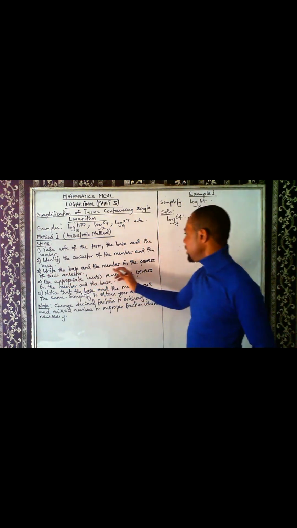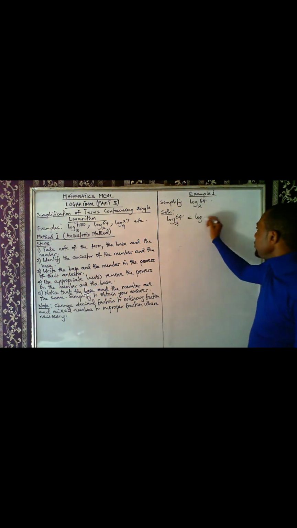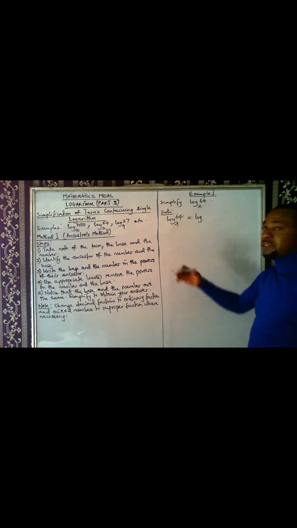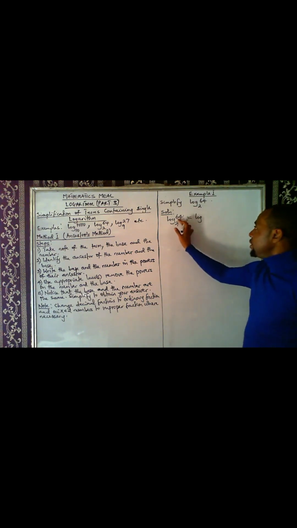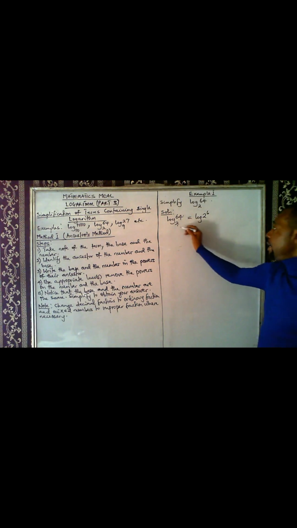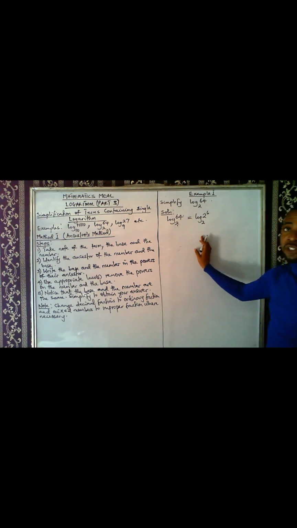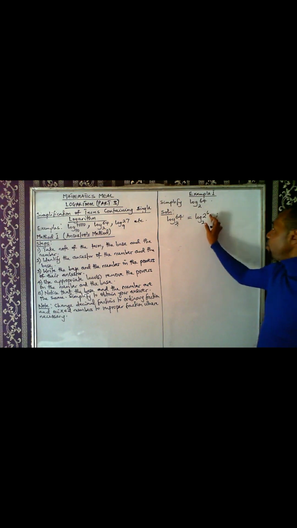Write the base and the number in the powers of their ancestor. So let's write the number and the base in the powers of the ancestor. So if I want to write 64 in terms of the ancestor 2, 64 is 2 raised to power what? 6. Now 2 in terms of 2 is the ancestor of itself, so it remains what? 2. It remains 2. How did you arrive at this?